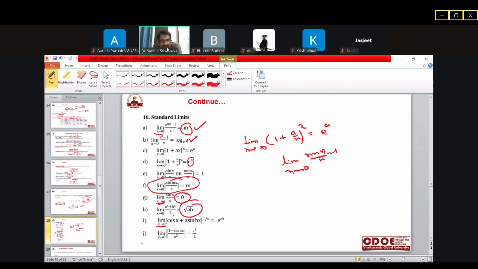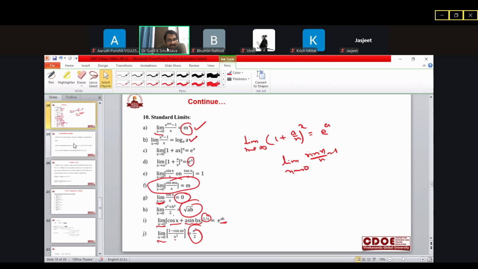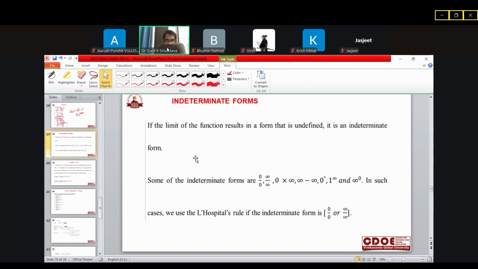Limit of x tends to 0, (cos x + a sin bx) raised to power of 1 by x is equal to e^(ab). Limit of x tends to 0, (1 minus cos x) upon x square is equal to 1 by 2. These are some standard concepts and properties that can be used in finding the solutions of different types of problems based on limits.